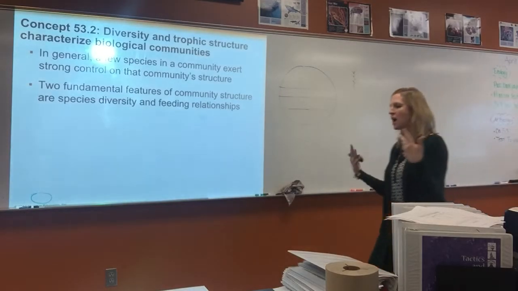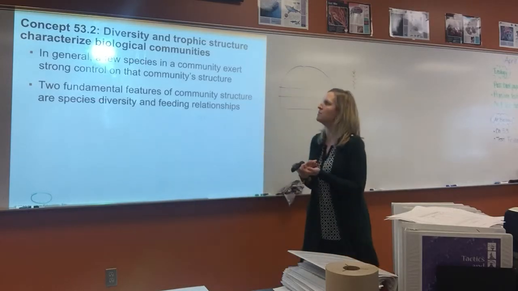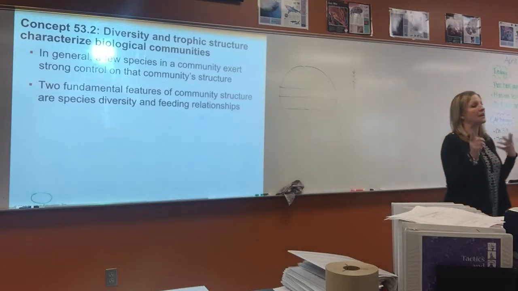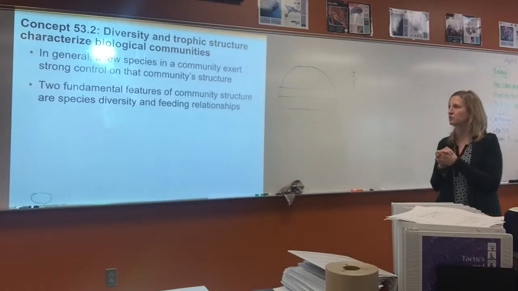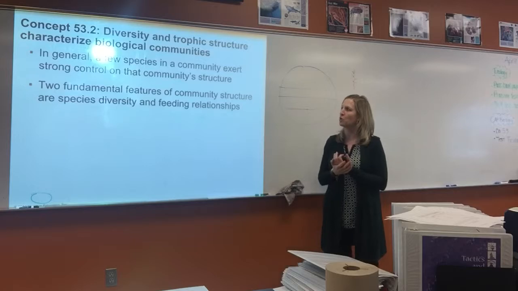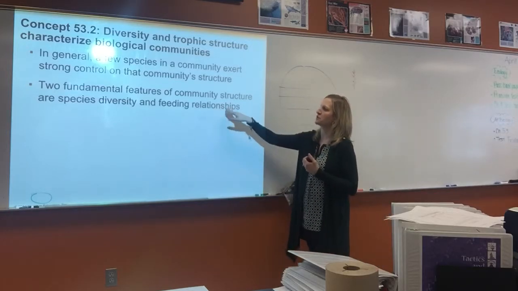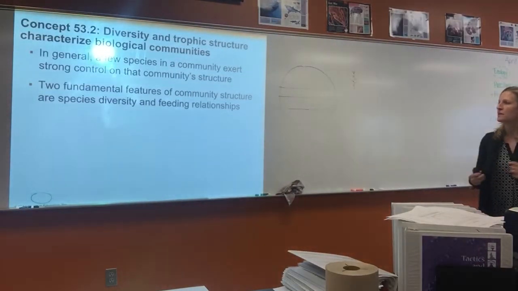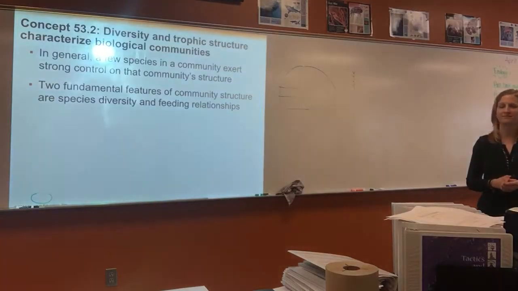So the first section there was all about how different species interact. The second section is all about looking at two things about a community. It's diversity and how they get energy, the feeding relationships, which are called the trophic structure. A few species in the community exert strong control on that community structure, and so species diversity and feeding relationships are two things that we're going to look at. So let's look at species diversity first.